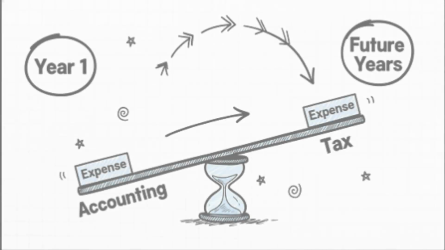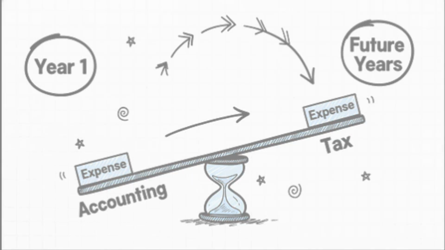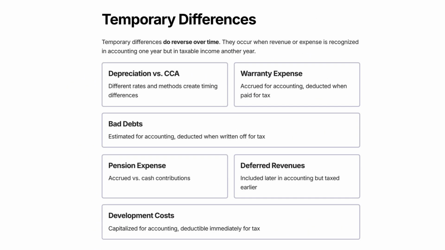Now, the other side of the coin is temporary differences. And these are all about timing. It's not if an item will be counted, but when. These differences pop up because the accounting rules and the tax rules decide to recognize income or an expense in different years. But, and this is crucial, they always eventually reverse and balance out over time.